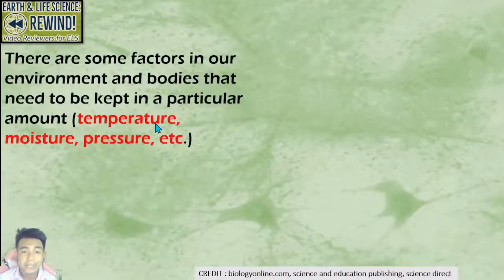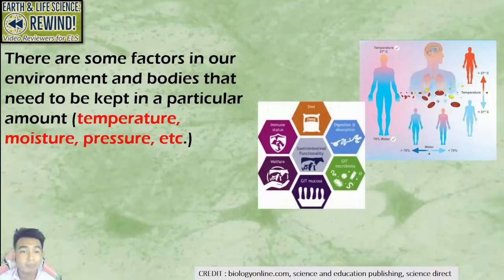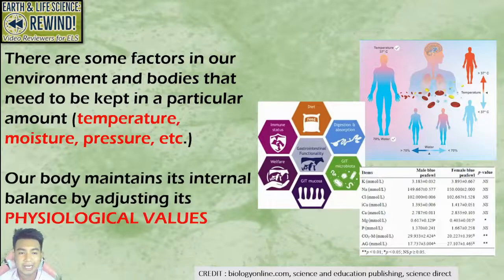Our objective for today is to describe the process of homeostasis and enumerate the components of the homeostatic system. There are some factors in our environment and bodies that need to be kept in a particular amount. Things like temperature, our body chemistry, the moisture, nutrition that we have, blood pressure, and even our blood chemistry. Our body maintains its internal balance by adjusting these physiological values.